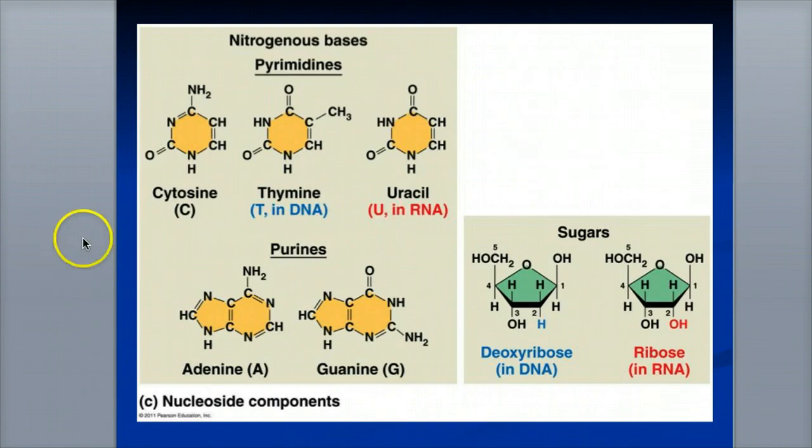Here's another picture of what they look like. Here's C, T, U, A, and G. No need to understand the picture, just know that they all are different. And here are my 5-carbon sugars, deoxyribose and ribose. Not much difference other than this one piece. Here it's H and here it's OH. So there are just 2 different sugars for DNA and RNA.